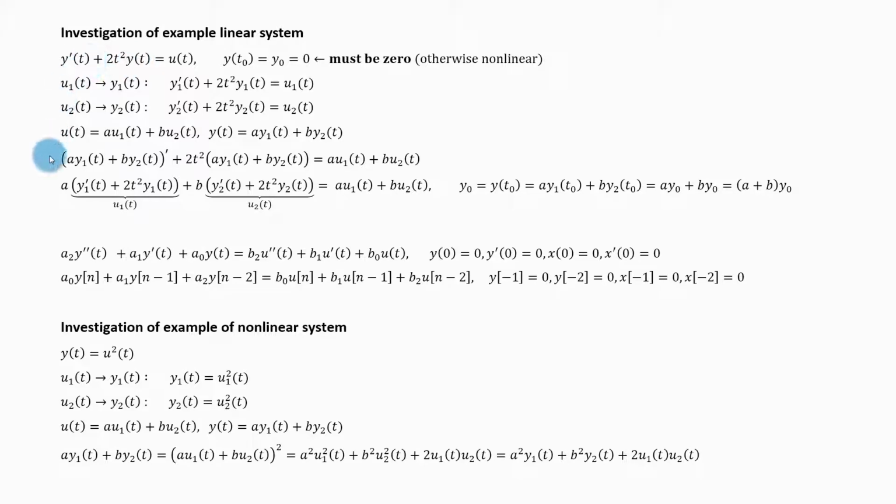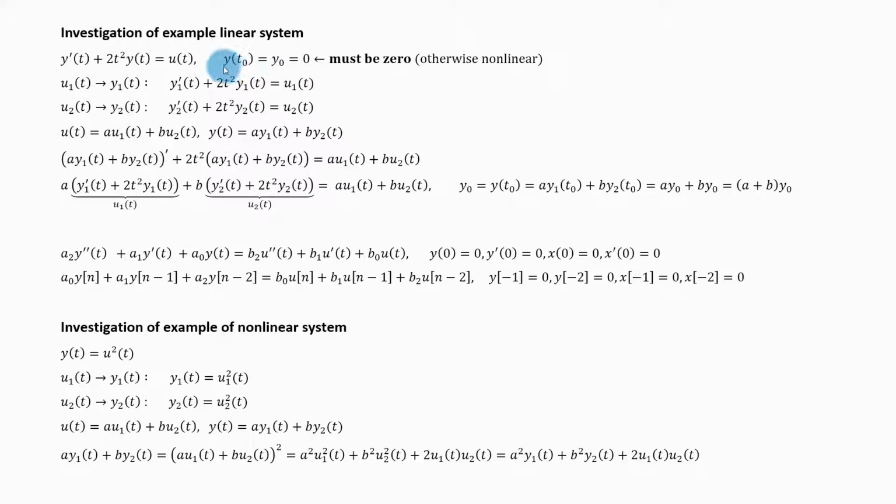The substitution gives this, which you can rearrange into this form where all y1s are grouped and y2s are grouped. Now, based on this equation, this must be equal to u1, and based on this equation, this must be equal to u2. Thus, the left-hand side is equal to the right-hand side and the system should be linear. Except, let's check this initial condition.